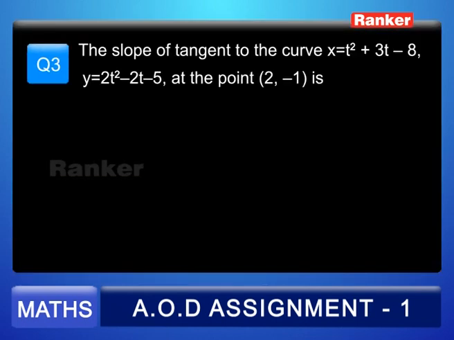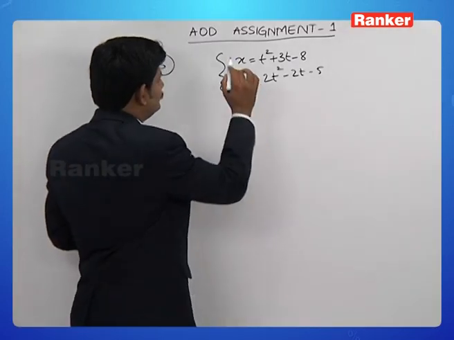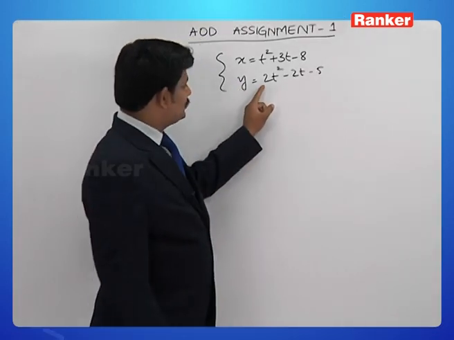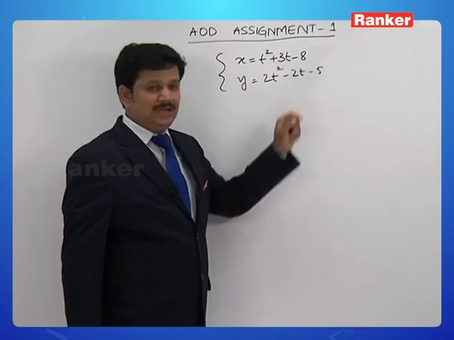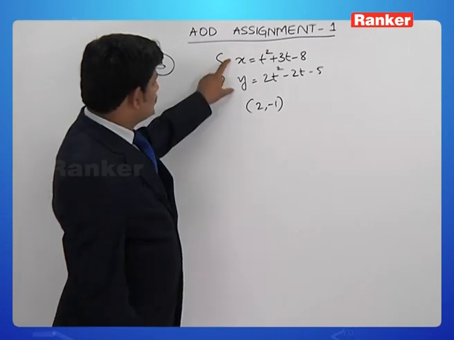Next question. The slope of the tangent to the curve x equal to t square plus 3t minus 8 and y equal to 2t square minus 2t minus 5 at the point (2, -1) is: option A, 22 by 7, option B, 6 by 7, option C, minus 6, and option D, none of these. We are asked to find the slope of the tangent for this curve at the point (2, -1). This curve is given in parametric form.